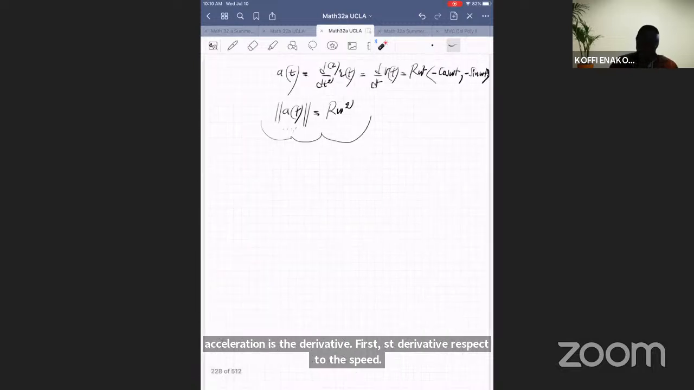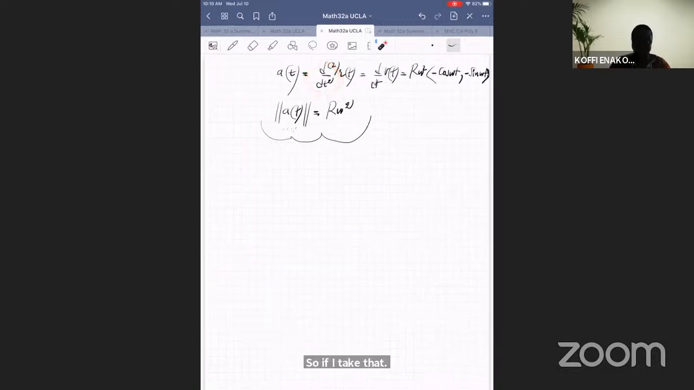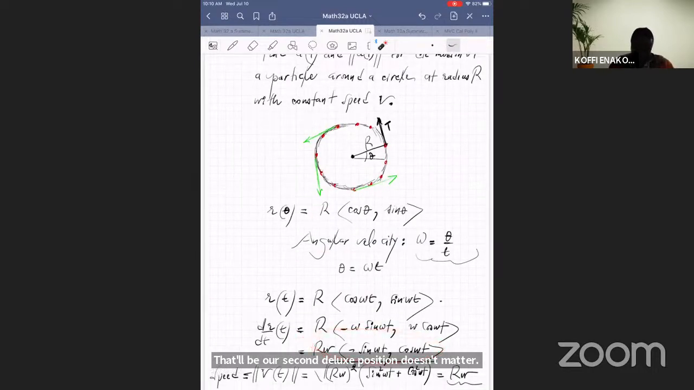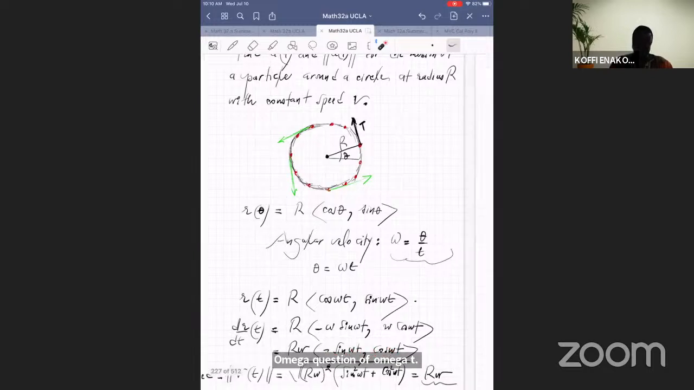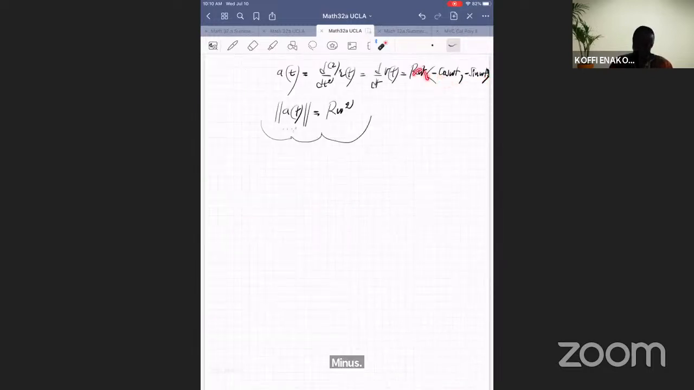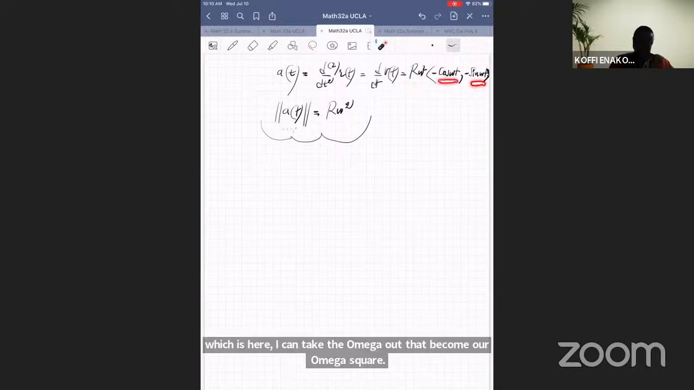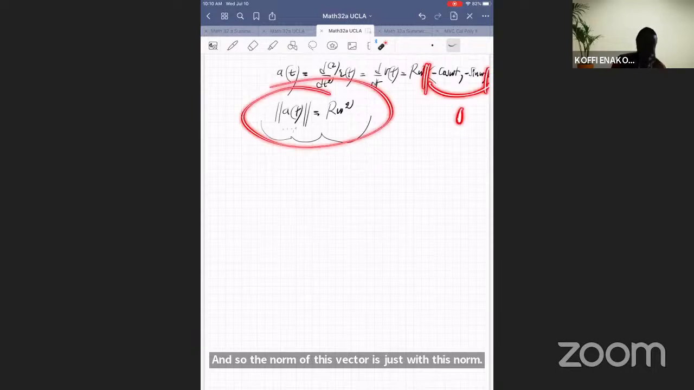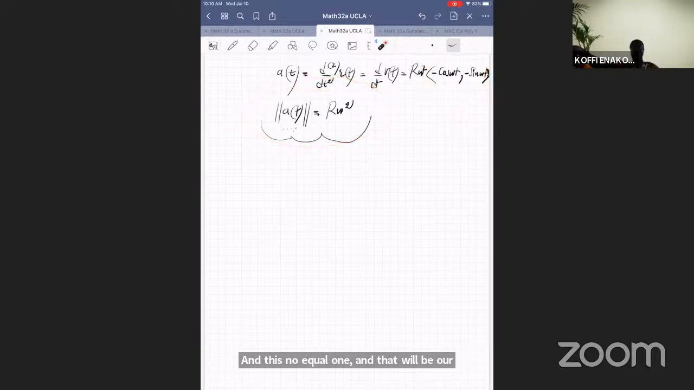So if I take that, that will be our second derivative with respect to the position, doesn't matter. If we take the derivative with respect to t of this term, another omega will pop up here. That will be minus omega cosine of omega t minus omega sine of omega t. I can take the omega out. That becomes r omega squared times cosine of omega t, sine of omega t. And so the norm of this vector is just this with this norm, and this norm equals 1, and that will be r omega squared for the acceleration vector magnitude.